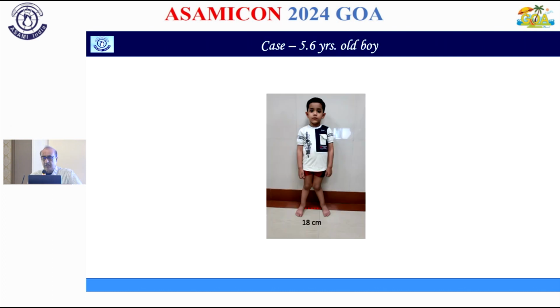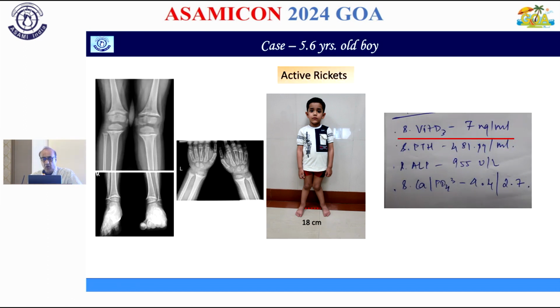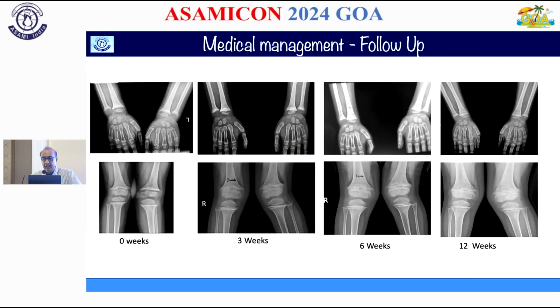Now this 5.5-year-old boy with an intermalleolar distance of 18 centimeters definitely needs to be investigated for the underlying pathology, which turned out to be active rickets with low vitamin D. So before you do any intervention, you need to have the medical management. So we followed him serially with x-rays as well as blood investigations, and after 3 months, there was a complete radiological resolution, as you can see.